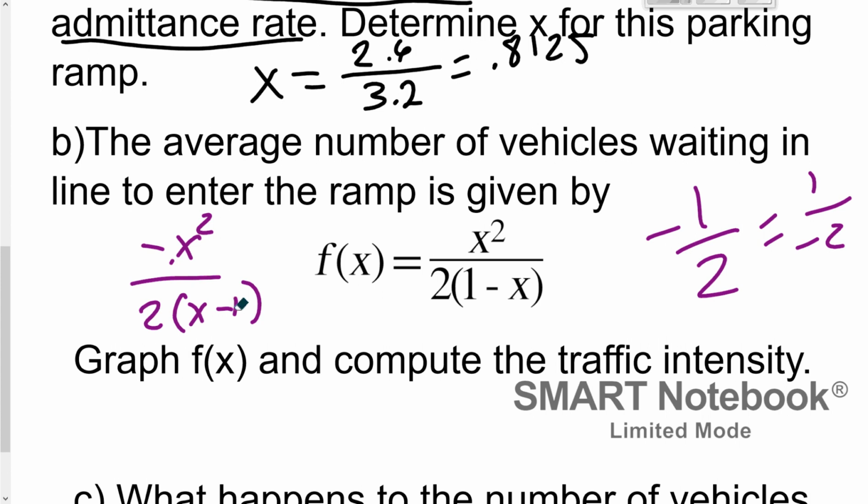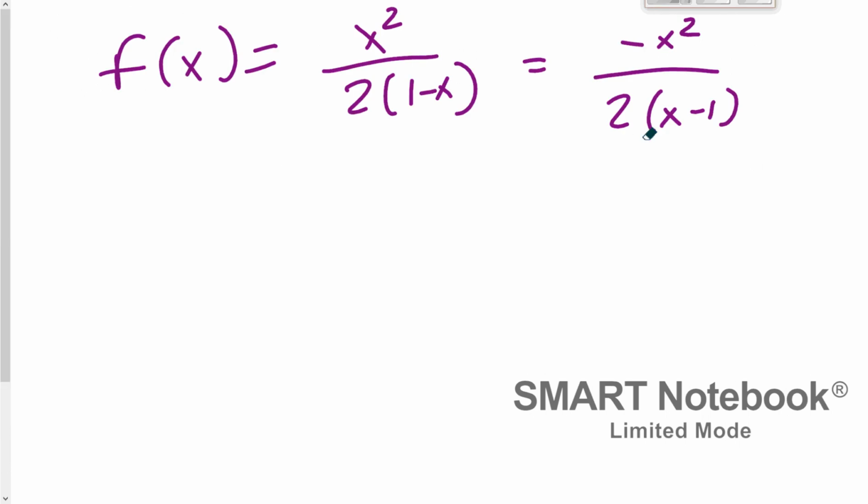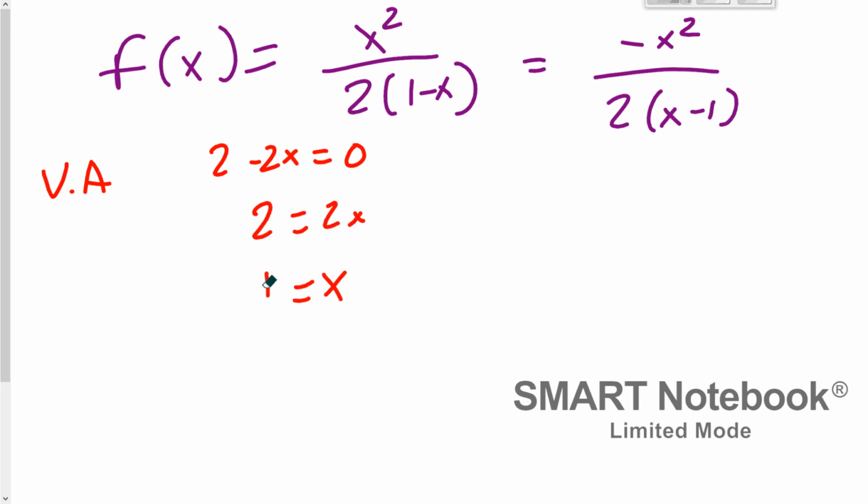So we want to go ahead and graph this function. You can graph either one here, that's fine. So let's go ahead and graph that. First we find the vertical asymptote. That's setting the denominator equal to 0. And so it's basically 2 minus 2x equals 0. Add 2x, so we get 2 equals 2x. So x is equal to 1.